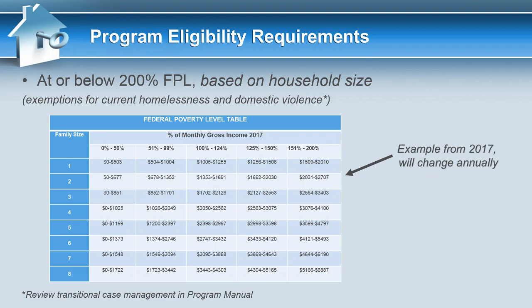There's also an example table of the federal poverty level on this slide, and this is from 2017, but naturally it's going to change and update every single year. So you're going to need to refer back to the most updated one, which will be on the screening and eligibility form.